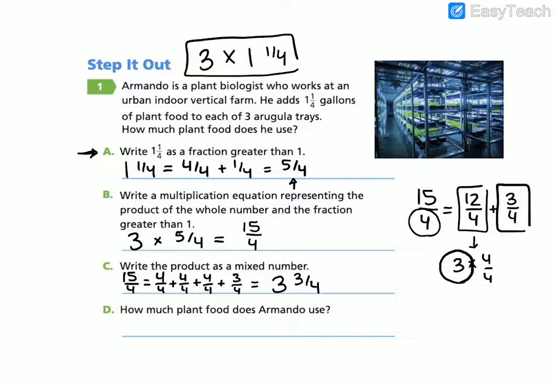So how much plant food does Armando use? Armando uses 3 3/4 gallons of plant food. All right, let's go to the next problem.